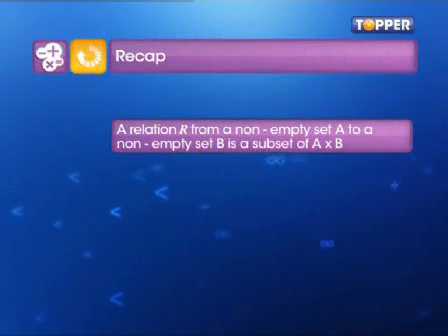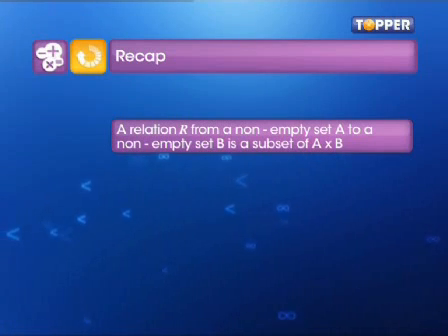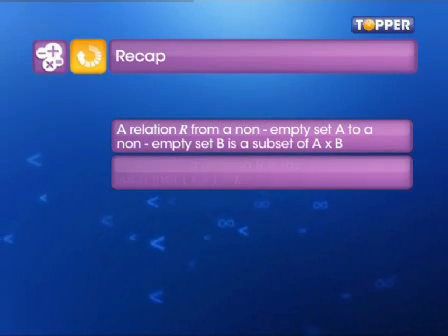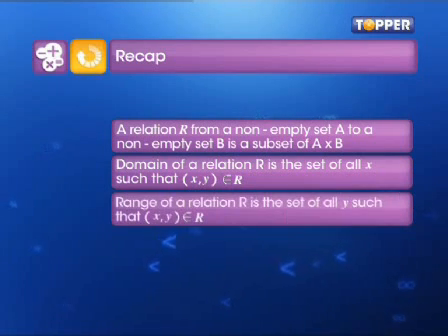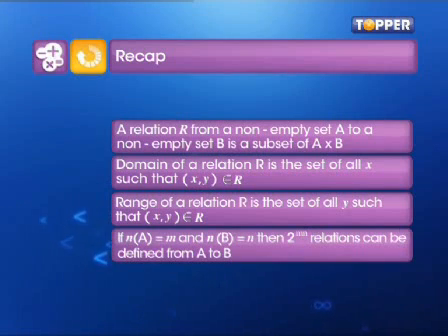A relation R from a non-empty set A to a non-empty set B is any subset of the Cartesian product A cross B. The set of all the first elements of the ordered pairs in a relation R is called the domain of that relation R. The set of all second elements of the ordered pairs in a relation R is called the range of the relation R. If the sets A and B contain m and n elements, then 2 to the power of mn possible relations can be defined from A to B.